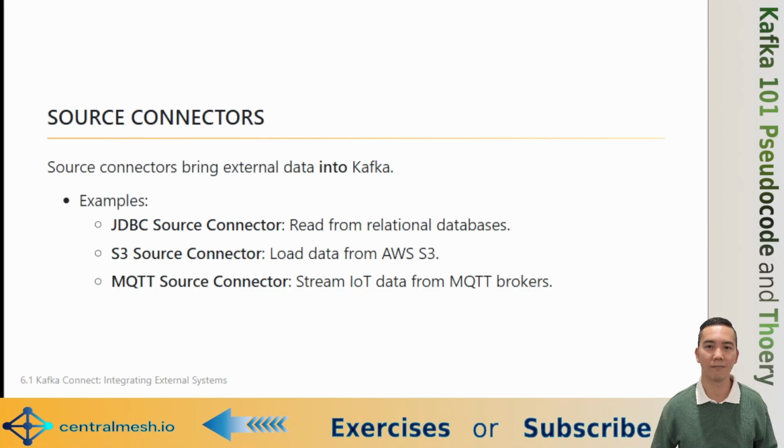Another common scenario is IoT data. Devices, sensors, and various smart technologies generate data in real time, often communicating through MQTT brokers. To capture that data efficiently and funnel it into Kafka, we use the MQTT source connector. This enables us to stream IoT messages directly into Kafka, where they can be processed, analyzed, or routed further.